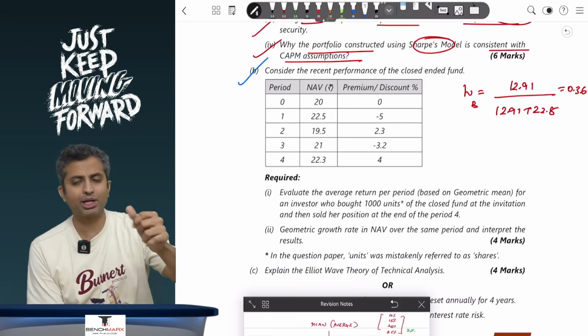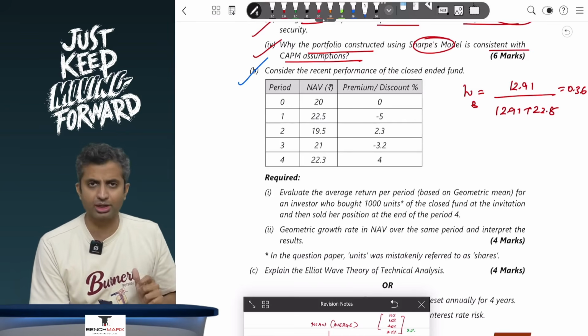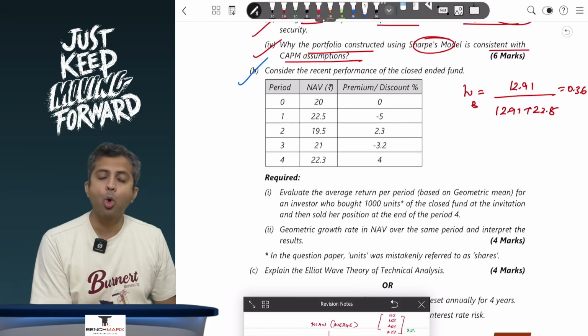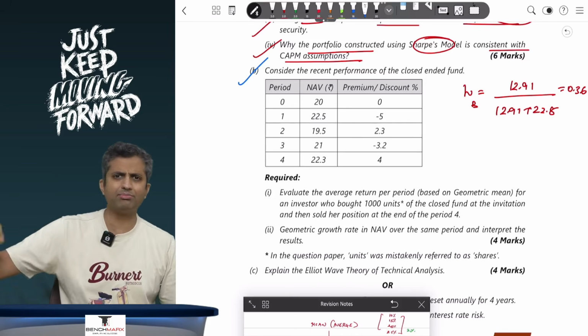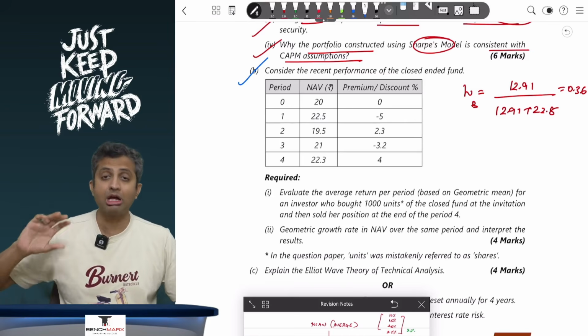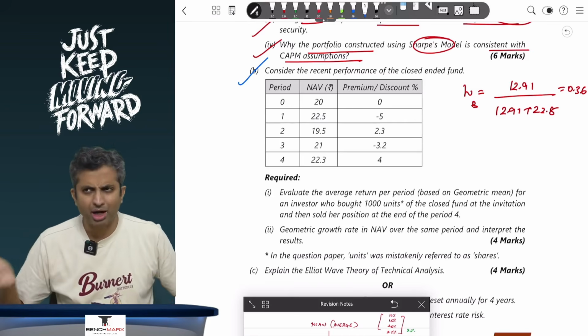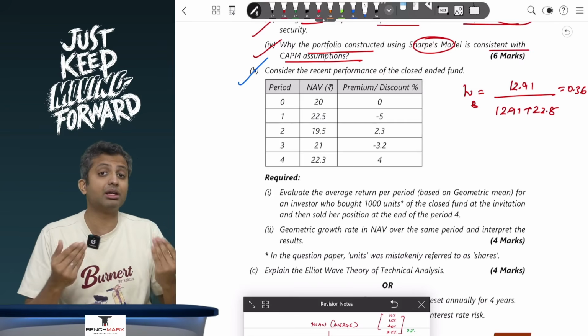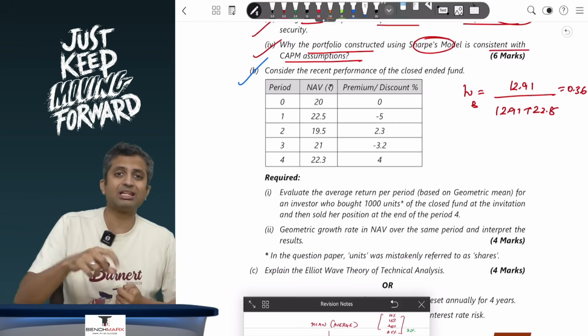And as a result, when I'm looking at, for example, the NAV over here, the NAV in case of an open-ended fund will be the base for an investor, but for a closed-ended fund, the market price should be the base. The market price theoretically should be the same as NAV, but it is a function of demand and supply, and hence there can be some premium.